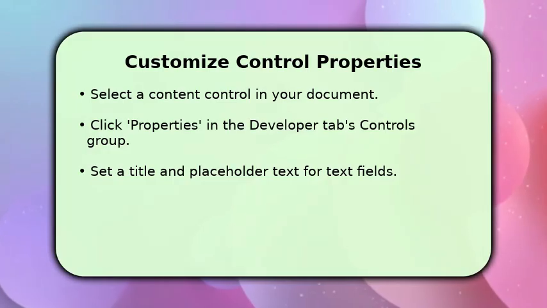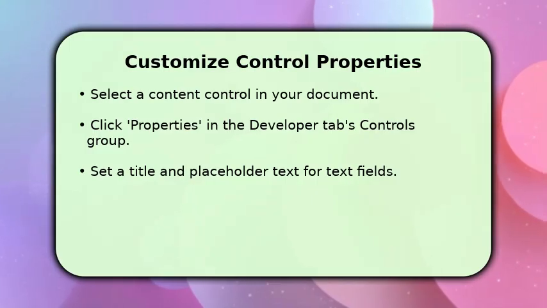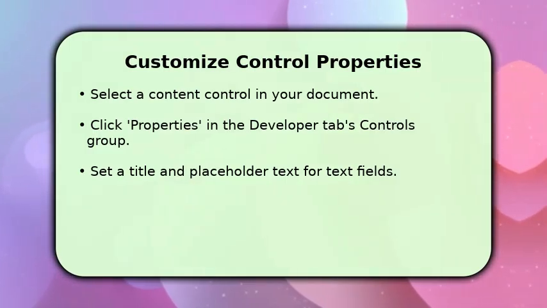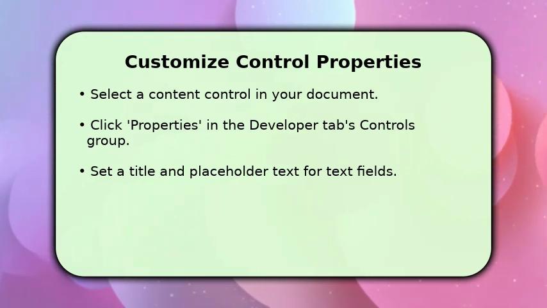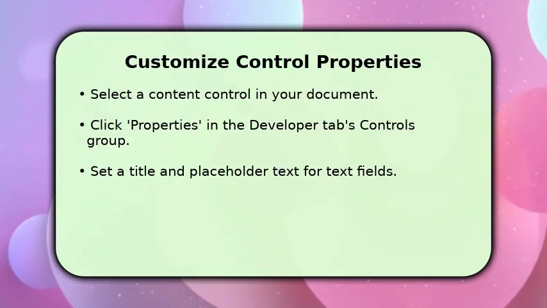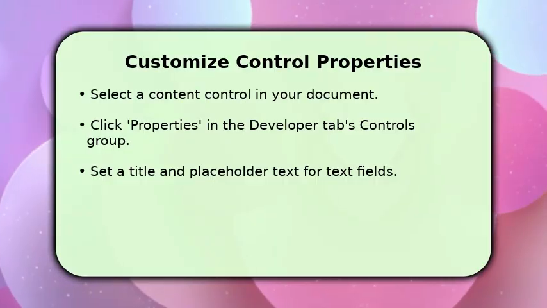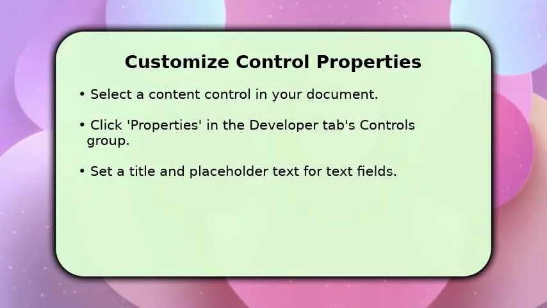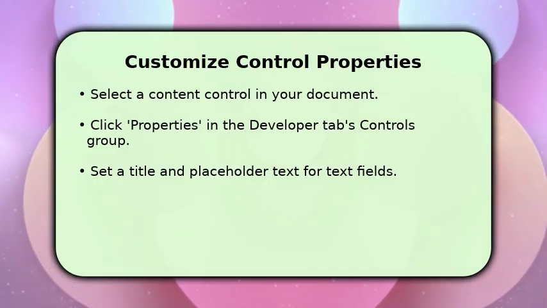After inserting a control, you'll want to customize its properties. Select the control, then click Properties in the Controls group on the Developer tab. For text fields, you can add a title and instructional placeholder text, like "Type your name here." For drop-down lists, you can add specific choices, such as Option 1 or Option 2, and arrange them as needed. This ensures your form guides users effectively.